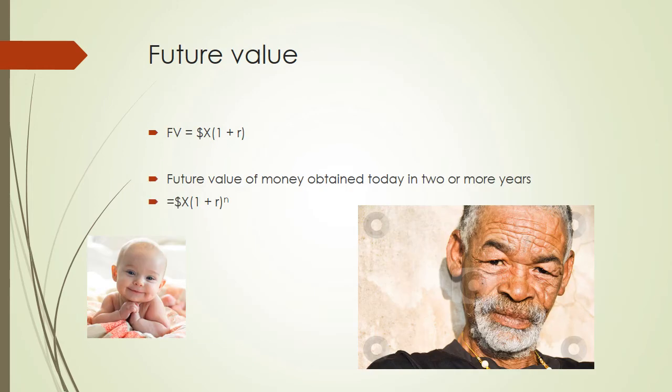We can also do future value of money. Future value is pretty similar. Instead of dividing though, we're going to multiply. So future value is X dollars times 1 plus the interest rate. It is the future value of money obtained, that's the 2 years or more. And then the same thing, using the exponent, because we can look at money so we save money for you when you're a baby, and then when you're an old man, apparently that baby looks a little different when they get older. But the baby started off young, and we look at the future value of its money when it is all grown up, and we'll use this calculation.